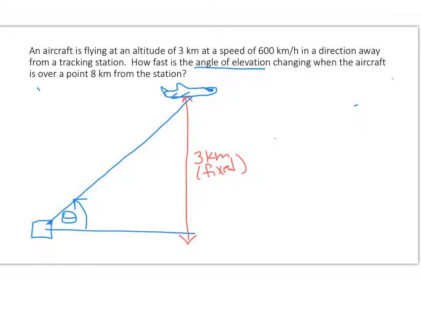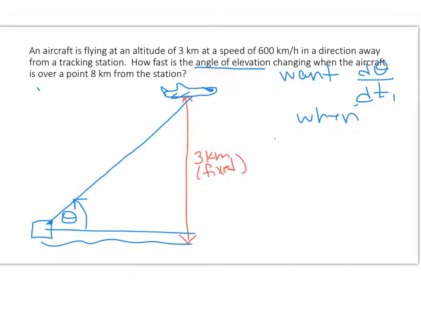So we want d theta dt. I use theta, that's what I've always used. You can use an x, it doesn't matter. So we want d theta dt, how fast the angle is changing when this vertical distance is fixed. We want that when this horizontal distance is 8 kilometers. And I'm putting an h there just because I'm calling that my horizontal distance, is 8 kilometers.